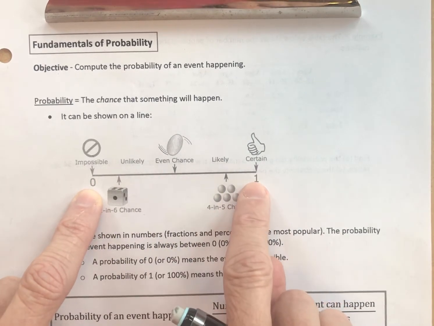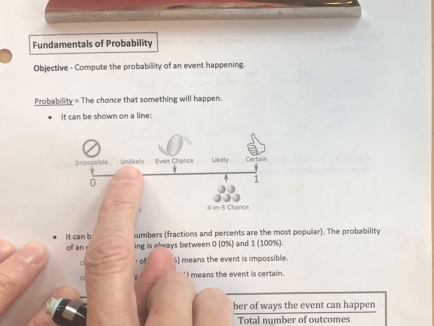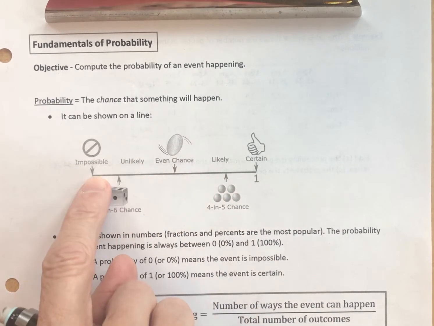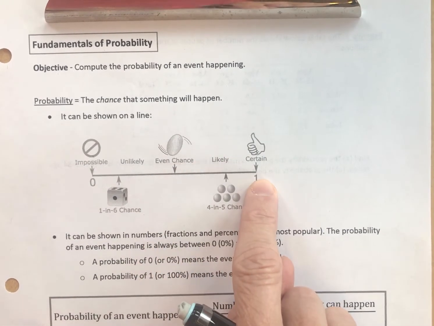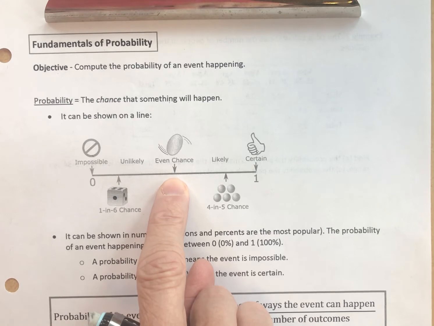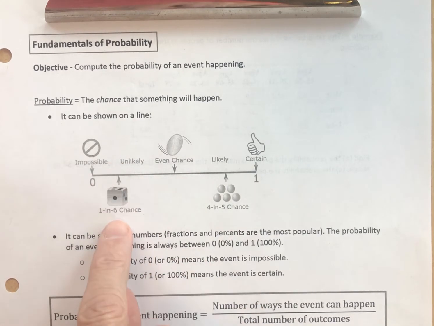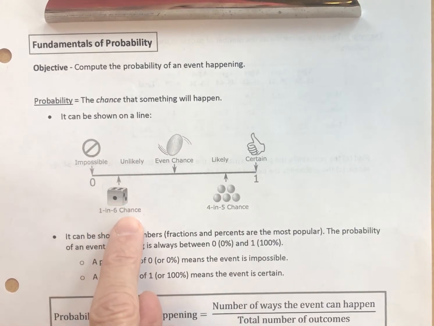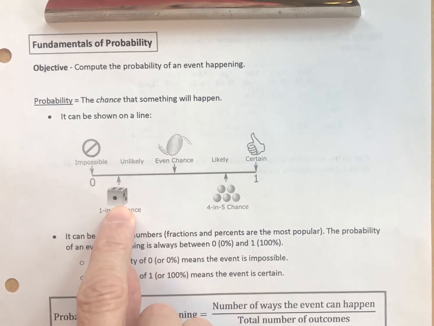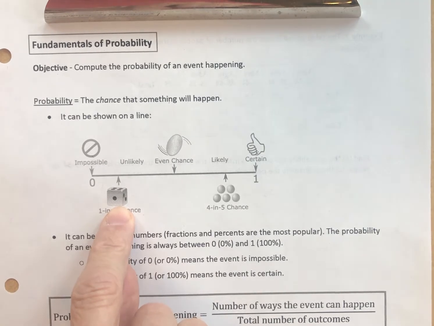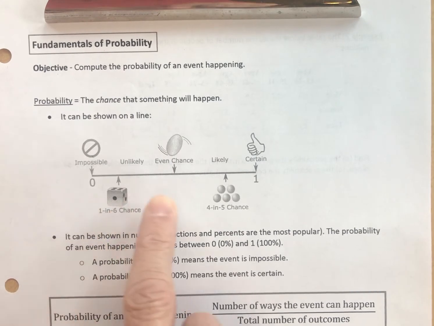So between these two, we have things that are unlikely if they're less than 50-50, and we have things that are likely if they're more than 50-50. And of course, 50-50 is an even chance. So we have here rolling a die. A die has 6 sides, so there's a 1 in 6 chance of a particular number coming up. It's less likely that you'll roll a die and get your number to come up, because you're only looking for the one number and there are 5 other numbers.